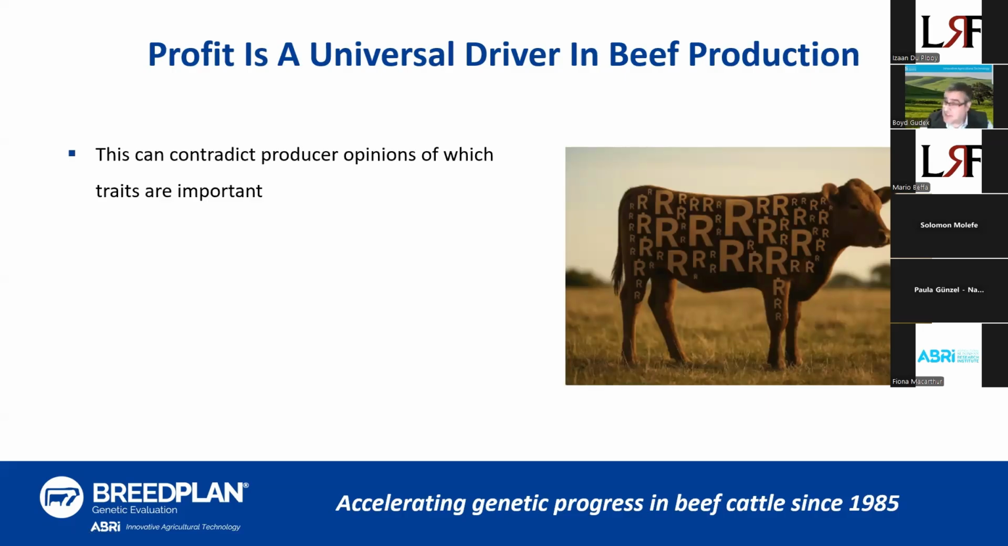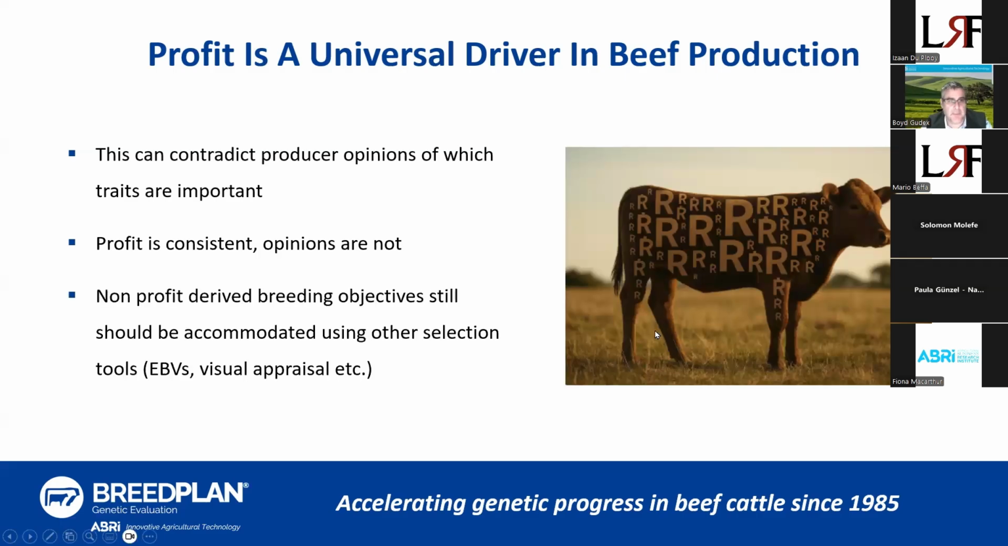Now, this can contradict producer opinions of what traits are important, but the reality is profit is constant, and opinions, every person has one, and they don't always agree or rarely agree. And you can still account for non-profit derived breeding objectives via those other selection tools, as I mentioned earlier, using EBVs of importance, visual appraisal, etc.